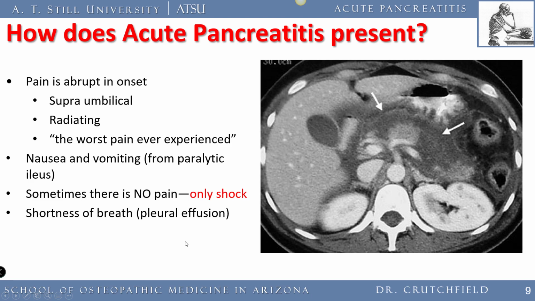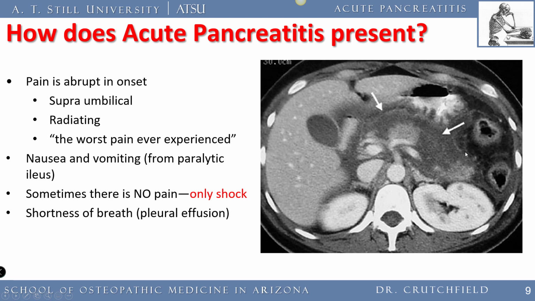So how does acute pancreatitis present? Well, it's usually very quick in onset, depending on what the cause is. The pain is usually epigastric. It can radiate to the back or the left flank. They'll tell you it's the worst pain they've ever had. Sometimes they have a lot of vomiting from the ileus because their intestines are not percolating.